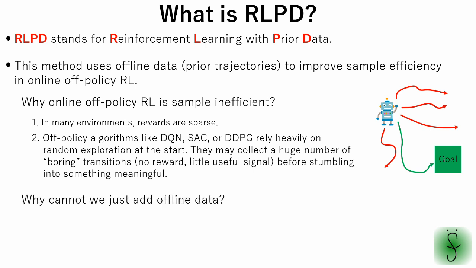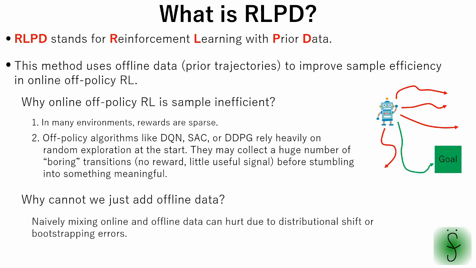You may think, then we can add some high-quality trajectories to accelerate learning. But it is not that straightforward. Naively mixing online and offline data can hurt due to distributional shift or bootstrapping errors. Let's see what distributional shift and bootstrapping error are.